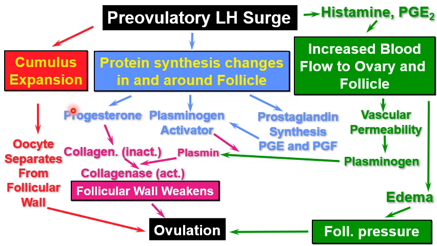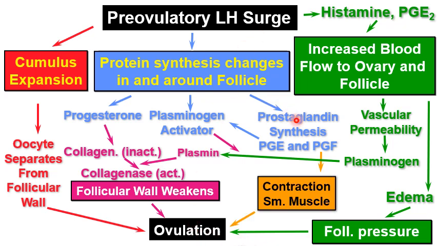Of course, progesterone is a steroid hormone and will lead to the production of proteins, now collagenase, that will be important for follicular wall weakness. We also have external factors such as histamine as well as the PGE2 that is, of course, brought about by the pre-ovulatory LH surge, and this will cause increase in the vascular permeability as well as edema, increase in the follicular fluid that will ultimately lead to ovulation. To add, the PGF2 alpha will also be very important now for smooth muscle contraction around the follicle. So all of these components would be important now for ovulation.